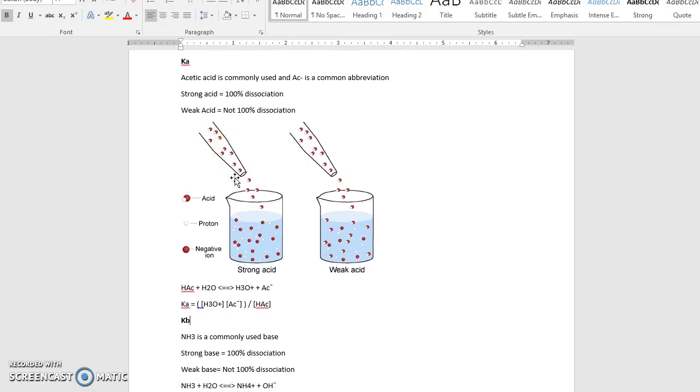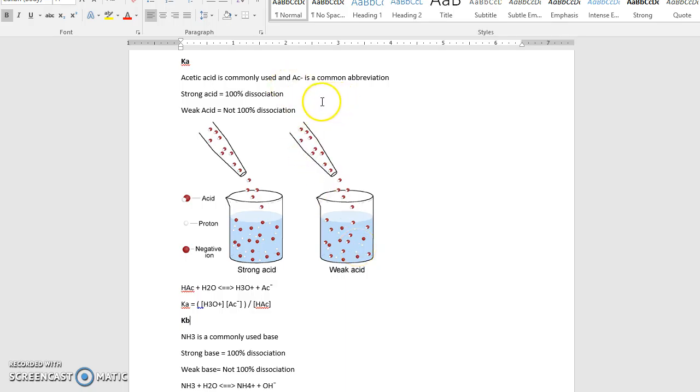The Ka value is what we're going to start with today. Whether an acid is a strong acid or a weak acid is known by its dissociation rate, where a strong acid would dissociate 100% and a weak acid would not dissociate 100%. You can see that in this diagram here, where a strong acid is completely separated from its protons in solution, while a weak acid is not completely separated from its formal structure.